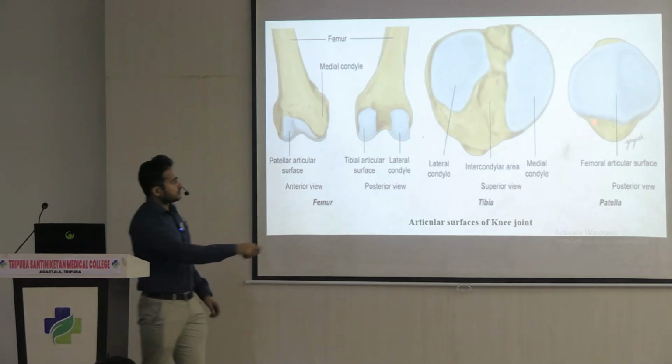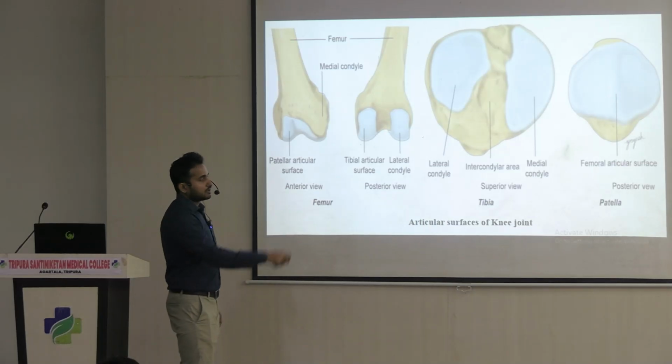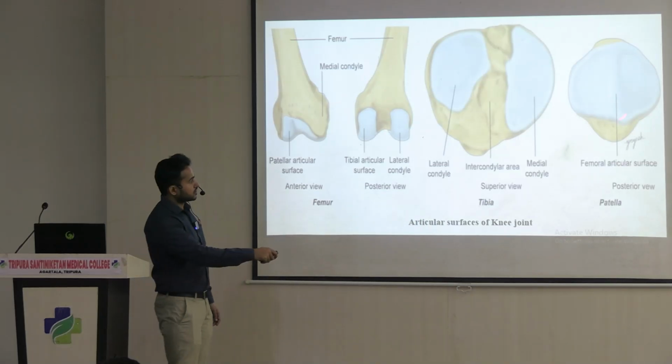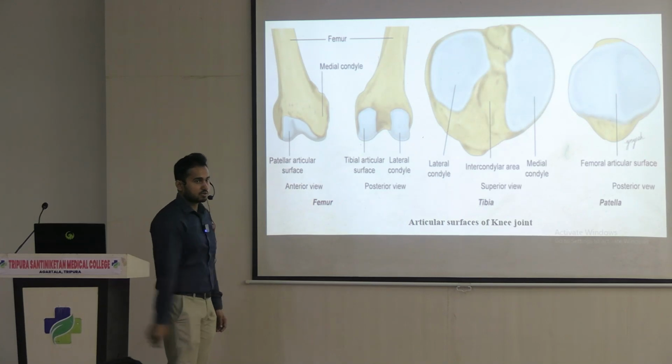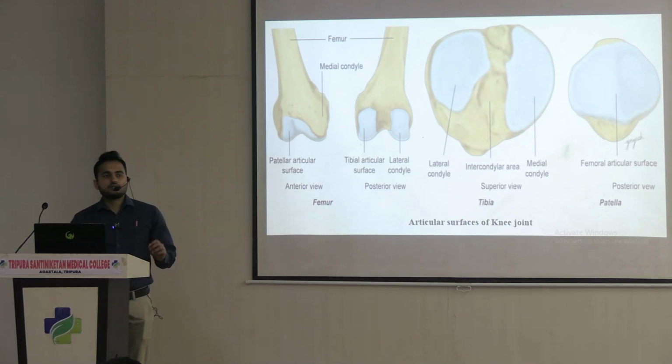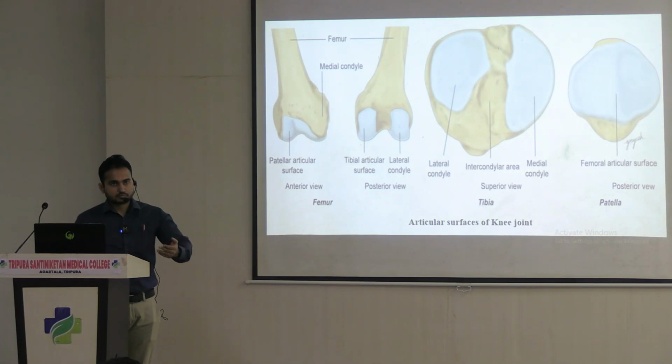Okay? Next, what is this? This is the patellar articular surface. That also in posterior view. Okay? This is the posterior view. So like this, we have to mention about the articular surfaces. Now in case of femur, two views are required because the articular surfaces extend posteriorly also.